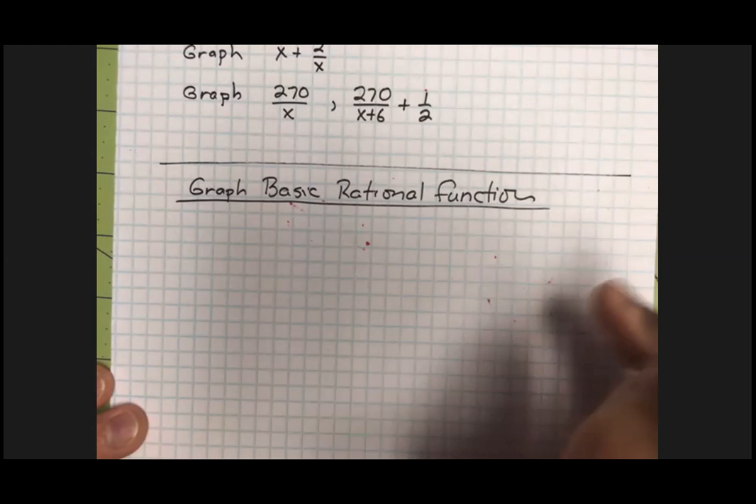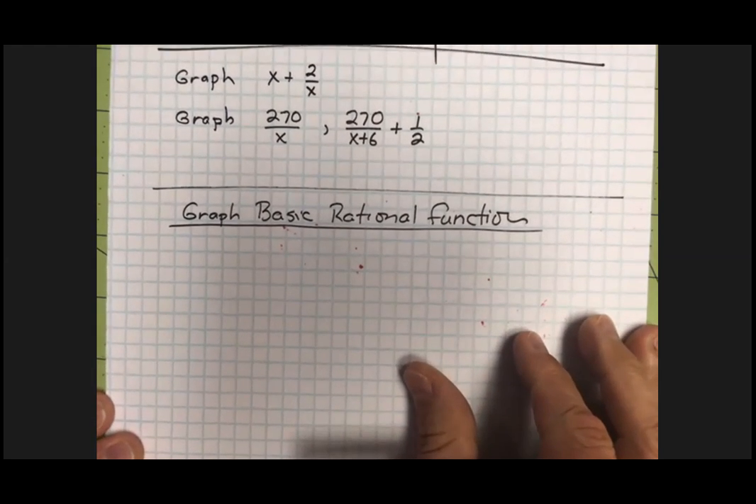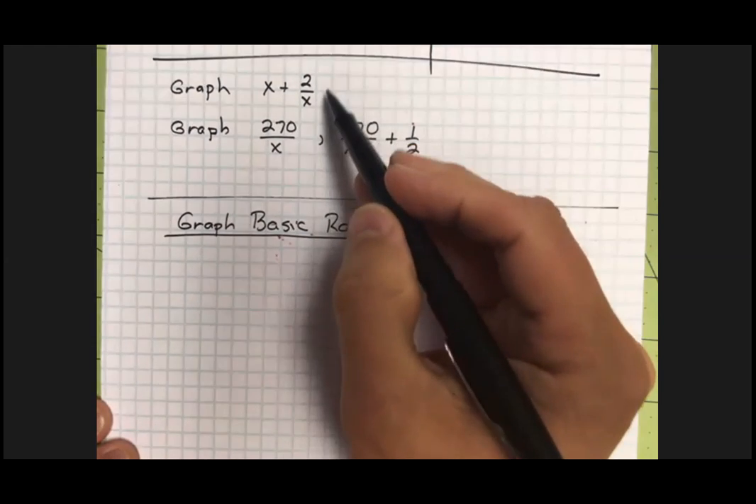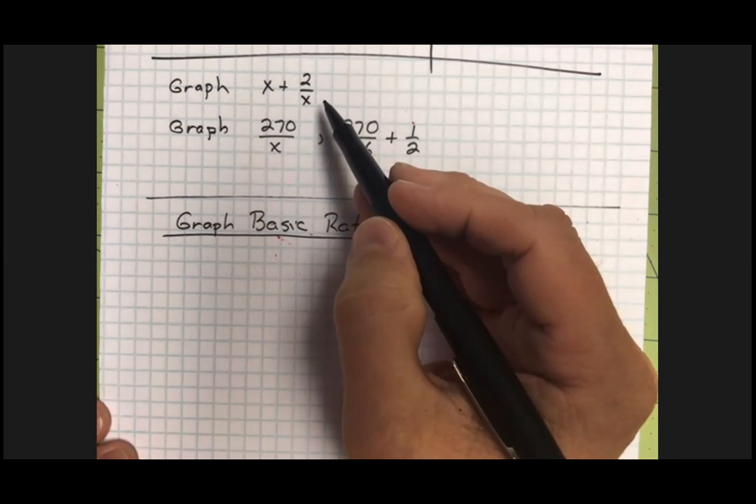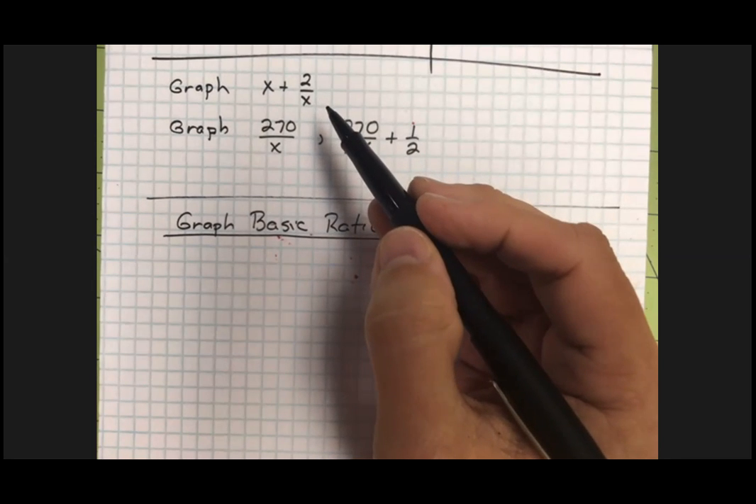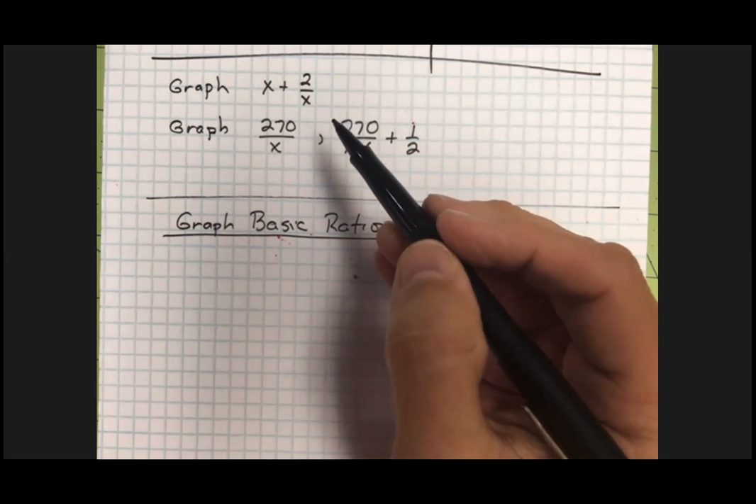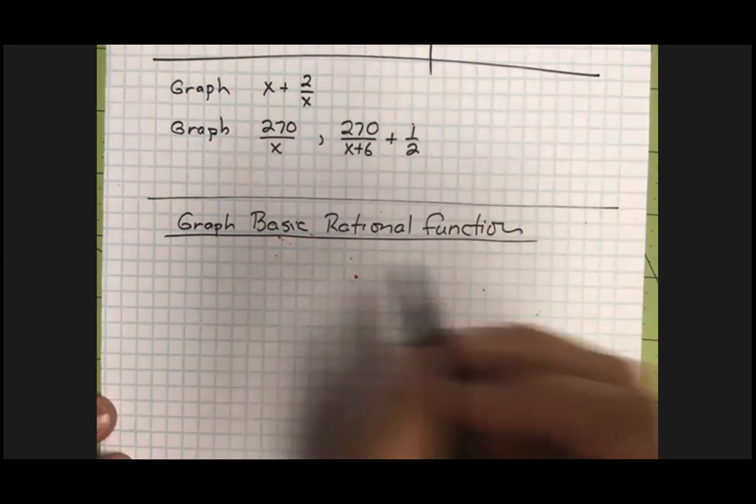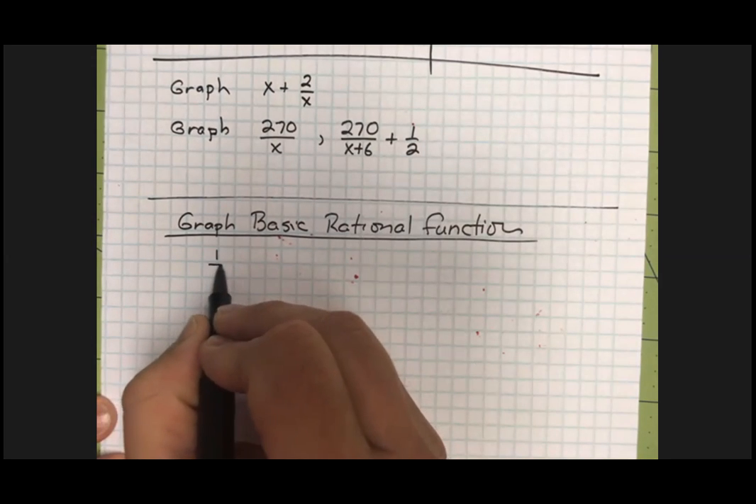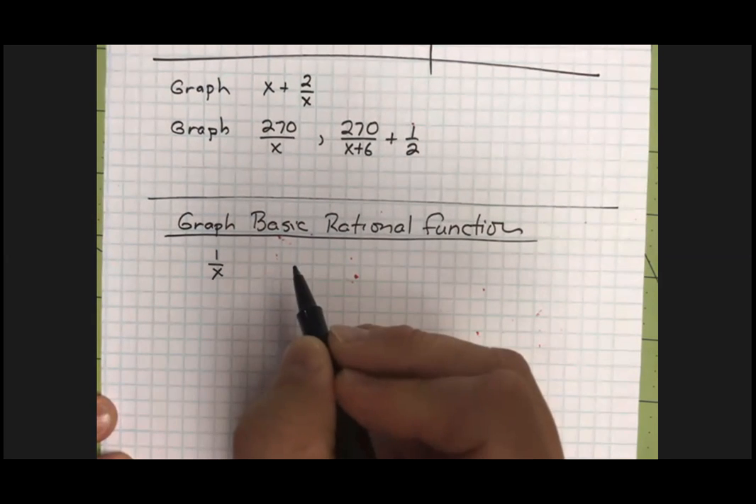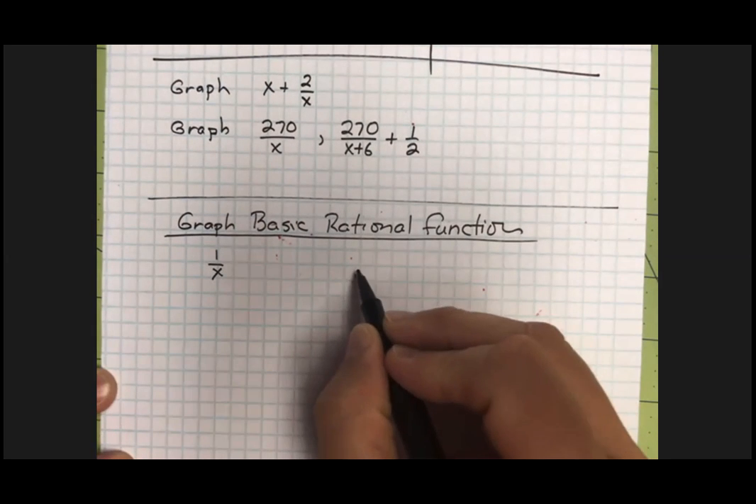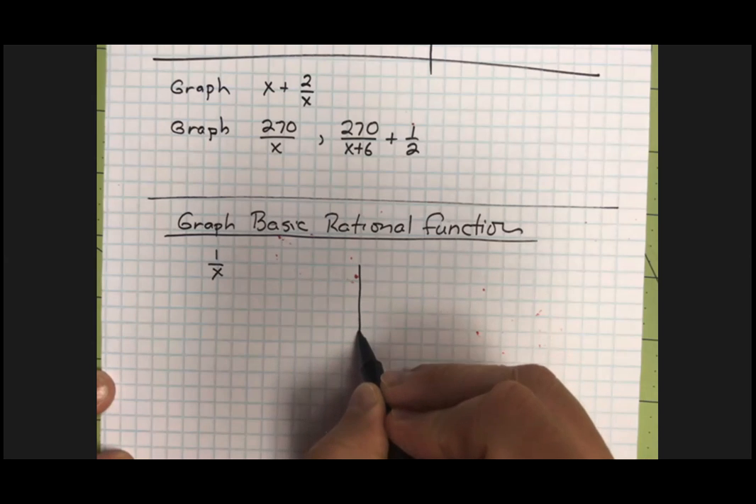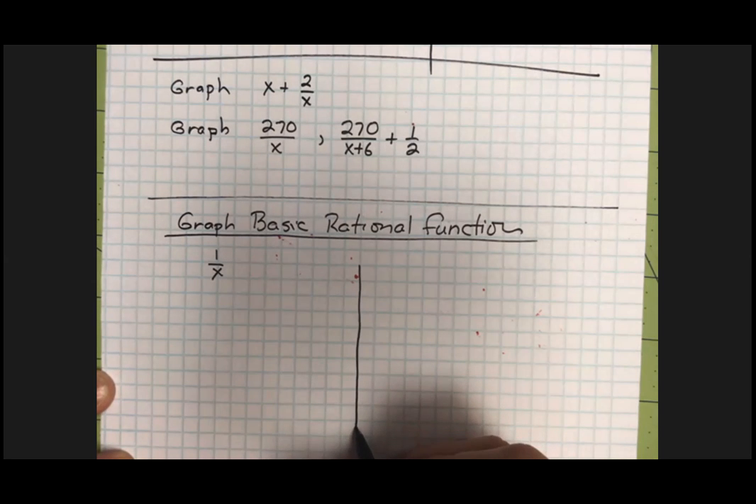And here's the most basic rational function in the universe. Like 2 over x is relatively simple. That's why I said, no, that's a good one. But how about just graphing 1 over x? What if I made a picture of 1 over x?